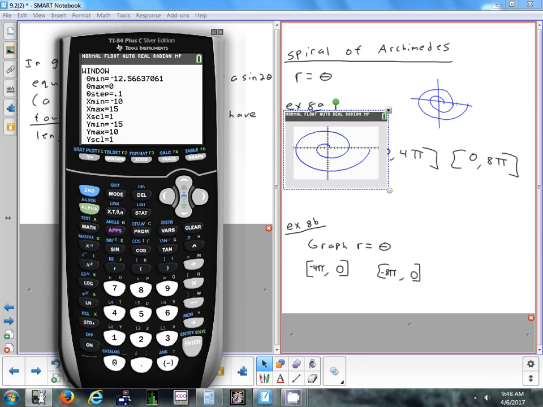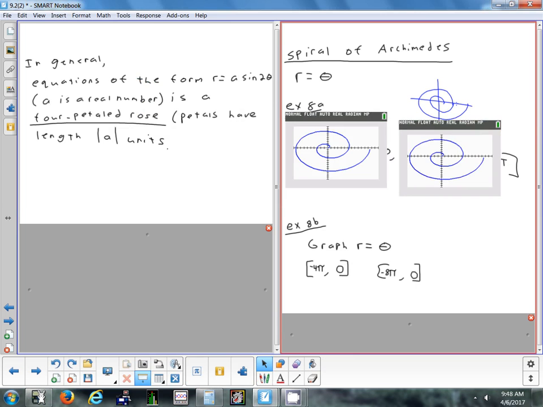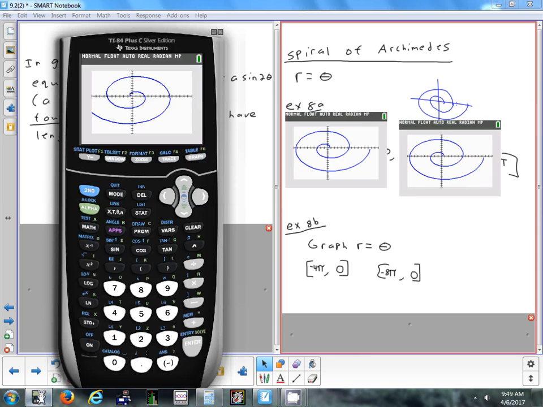How many spirals am I going to get? Still going to get 2. Oh, it did it, just going all the way. Yeah, it's good. Now the picture, it graphs it differently, but the picture is exactly the same. Does everybody see it? It's kind of one of those things you can only notice when it's drawing.